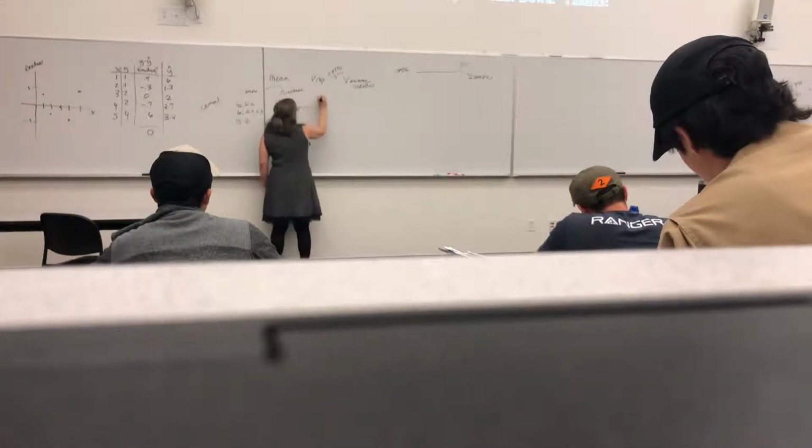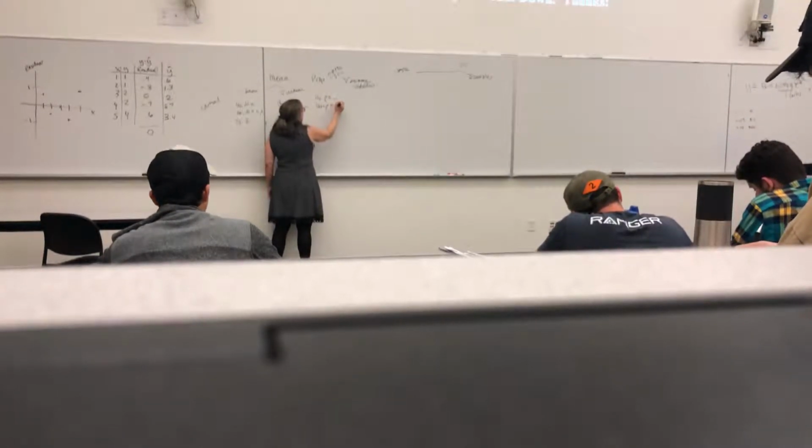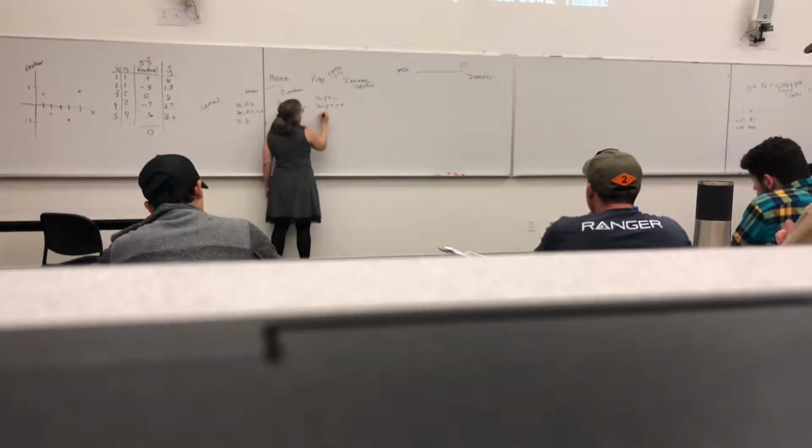And if so, then H0 is that p equals some number. HA is that p is either greater than, less than, or not equal to. Your test statistic is z.